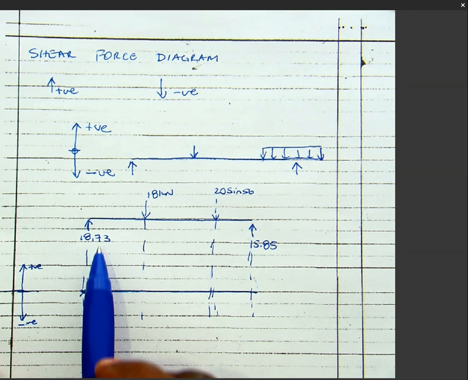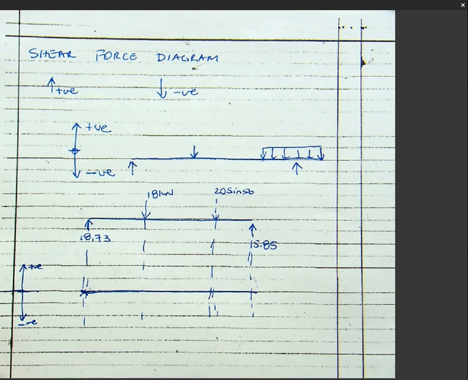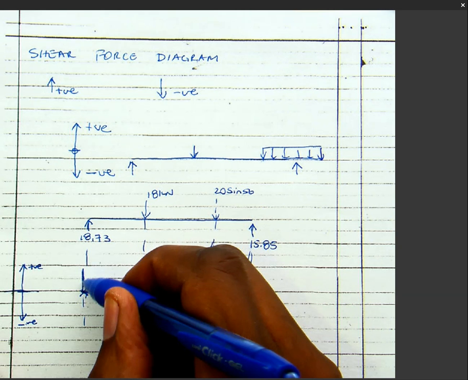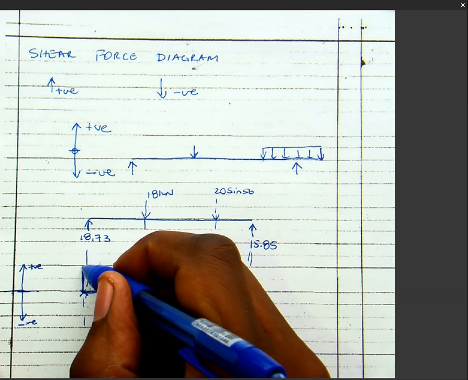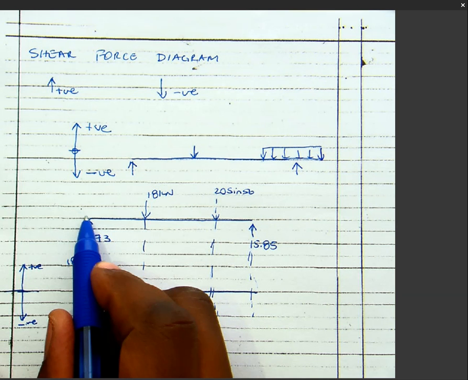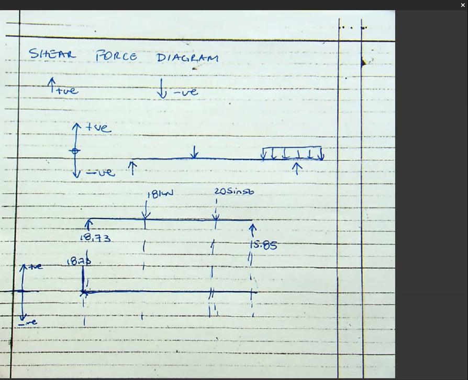From 0, you've got a shear force of 18.73 kilonewtons. Go up. You don't have to measure it. You don't have to draw it to scale. That is 18.73 kilonewtons. Okay, it's going up. So between this point and this point, there is nothing happening, so I must maintain that 18.73. There's my 18.73.